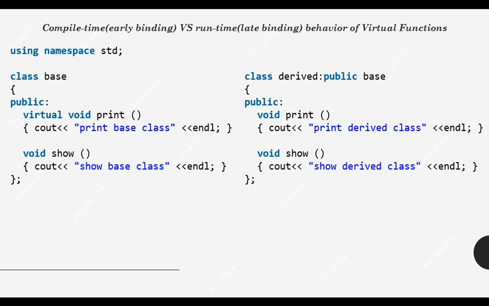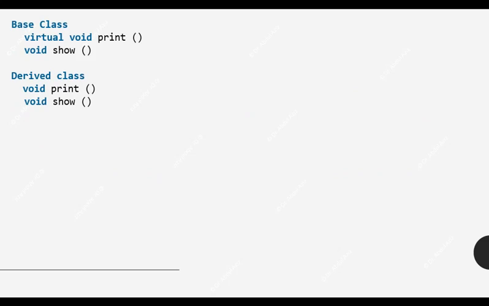So the derived class has overridden the print, and the derived class has overridden the show method. So now the derived class has overridden both methods, both the virtual and the non-virtual functions. So now the derived class has its own implementation for print and for show. The base class has two functions, and both are being overridden by the derived class.